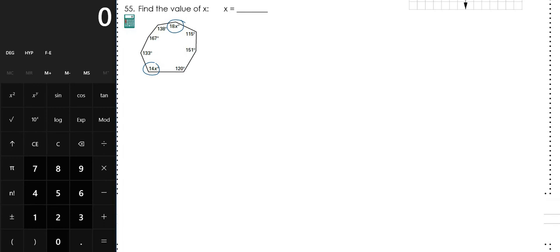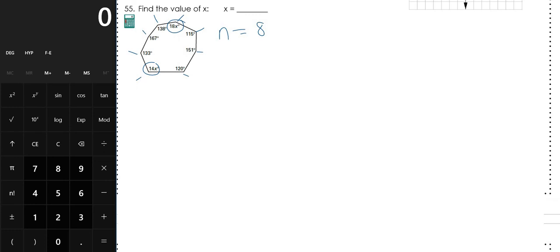Now I need to think to myself, what should all of the interior angles of this shape add up to? In order to figure that out, you have to first figure out the number of sides for your shape. Starting at 14x, we have 1, 2, 3, 4, 5, 6, 7, 8 sides for this shape. So n equals 8. The number of sides is always the same as the number of angles.